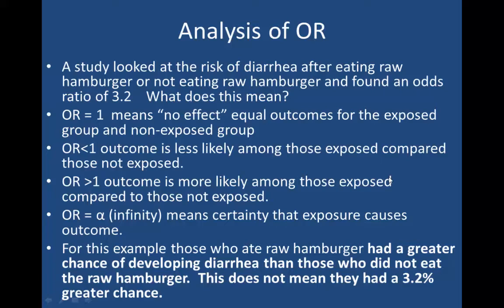So for this example, those who ate raw hamburger had a greater chance of developing diarrhea than those who did not eat raw hamburger. It does not mean they had a 3.2% greater chance. To be technically correct, odds ratios should not be reported as a percentage. They should be reported as a decimal. The correct interpretation is to use words such as they had a slightly higher likelihood, or they had a slightly higher risk of developing, and I shouldn't even use risk because we're talking about odds. They had slightly higher odds of developing the outcome compared to those who did not. Okay, so I hope that makes sense. Don't fall into the trap, even though some studies and even some authors will do that.